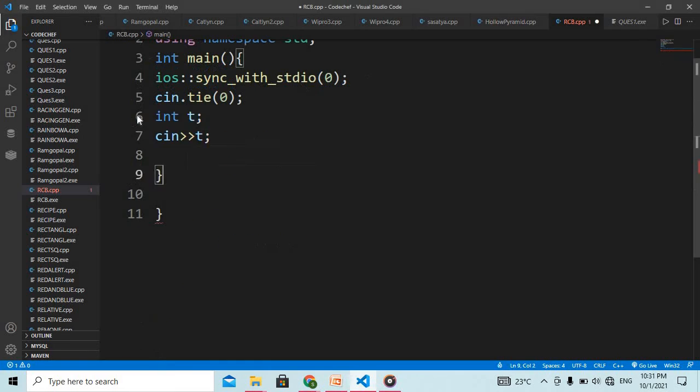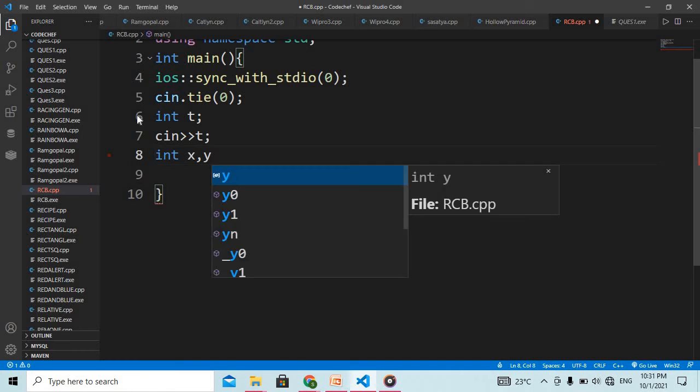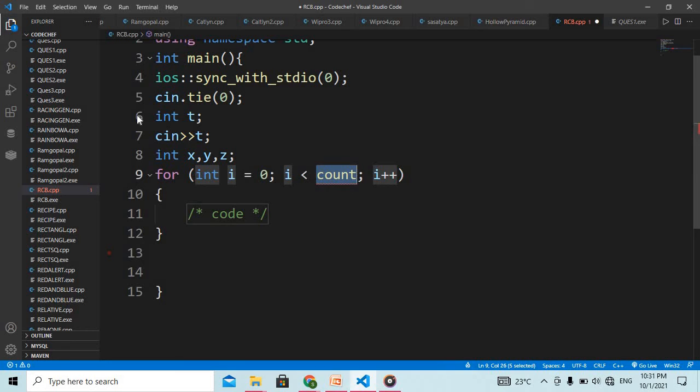Let's code this out. First of all, we will have T number of test cases. Then we will take input as T. Then we would have X, Y and Z. Then we would take all the test cases as an input.